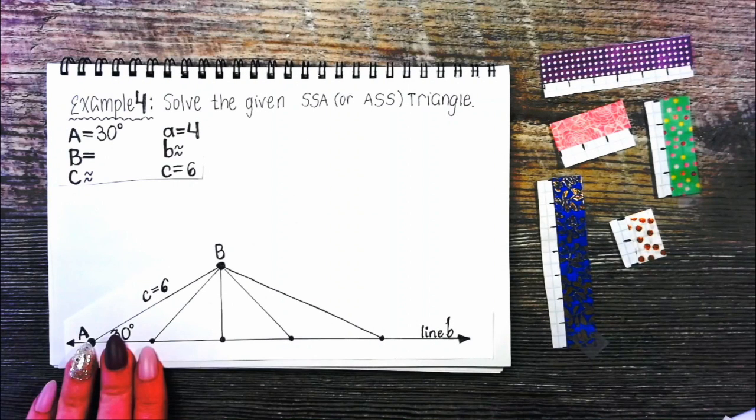Example 4. Solve the given side-side-angle or angle-side-side triangle. Again, for the 4th time, we have a 30-degree angle and side C is 6 units long, but this time we're using side A is equal to 4 units. We have a set of A values, 30 degrees and 4 units, so when we set up our law of sines, we'll be using the A values for one side of the proportion, and the C values for the other side, since we have both A values and one of the 2 C values.